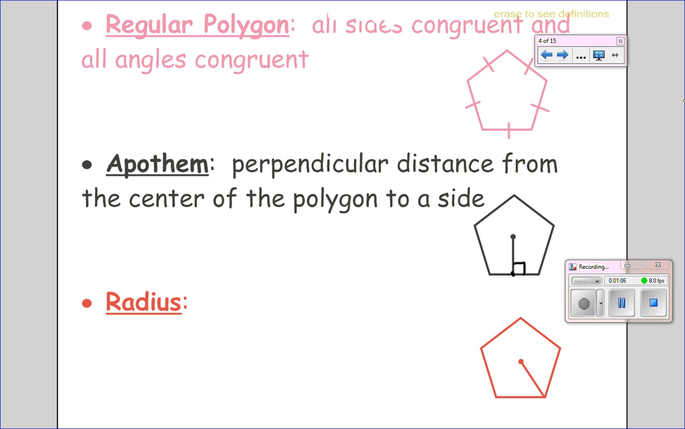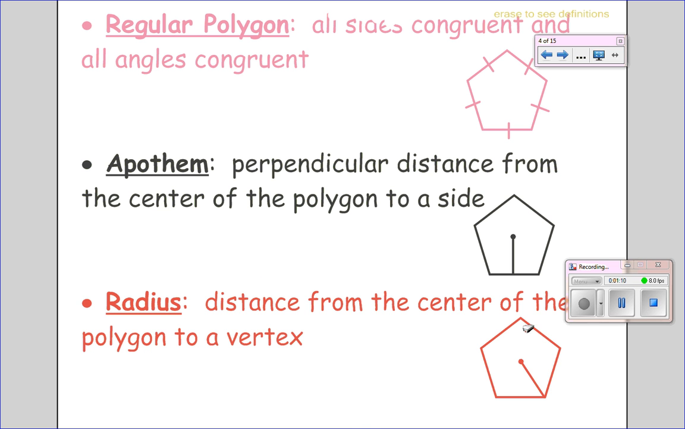And finally, the radius is another vocab we need to know for this. It's the distance from the center of the polygon to the vertex. So it still starts at the center, but instead of going to the midpoint of the side, it goes to the vertex, to the angle. And it actually cuts the angle in half as well. So the apothem cuts the side in half at a 90-degree angle. The radius cuts the angle in half.